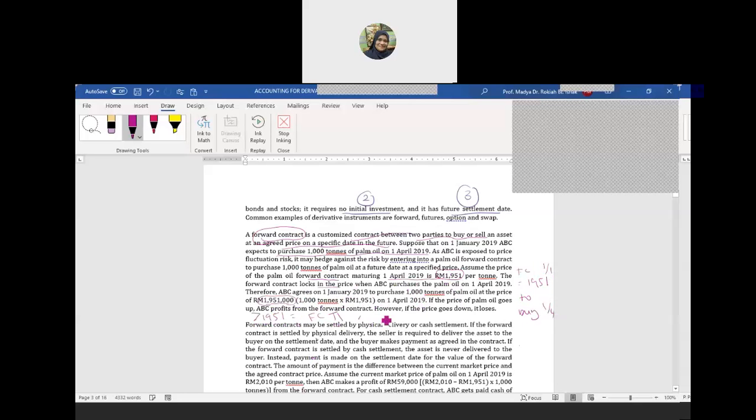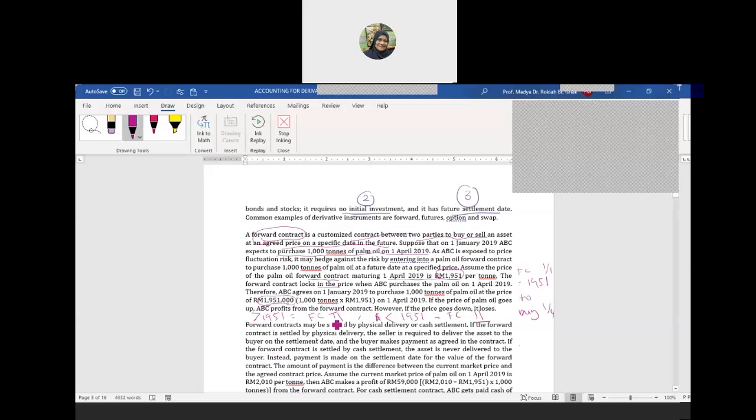But if the price is lower than 1951, then the forward contract is going to have a loss. Because you are in the position of buying, if the price of the palm oil increases, you're going to have a gain. So if the price is lower than the contract price, then you're going to have a loss.